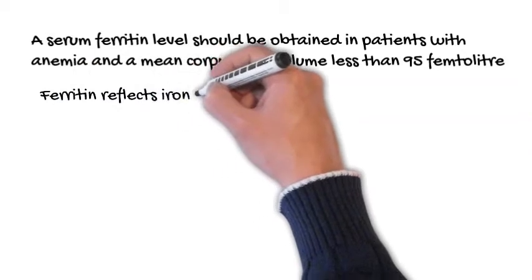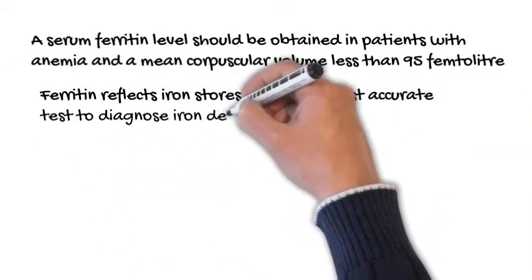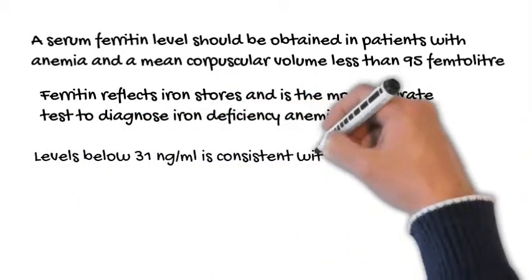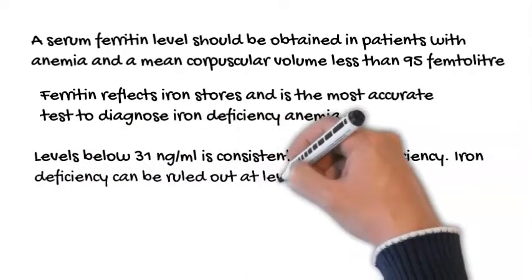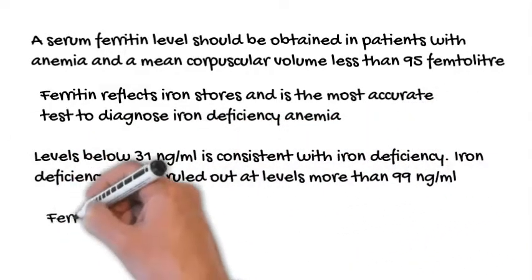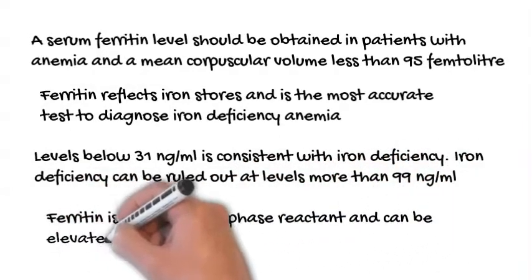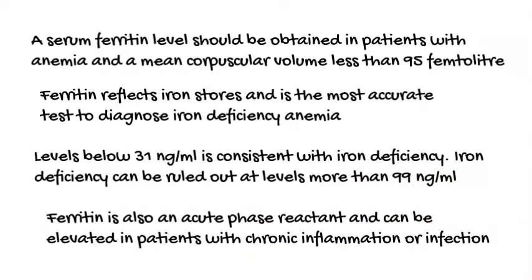Ferritin reflects iron stores and is the most accurate test to diagnose iron deficiency anemia. Levels below 31 nanograms per milliliter is consistent with iron deficiency. Iron deficiency can be ruled out at levels more than 99 nanograms per milliliter. Ferritin is also an acute phase reactant and can be elevated in patients with chronic inflammation or infection.